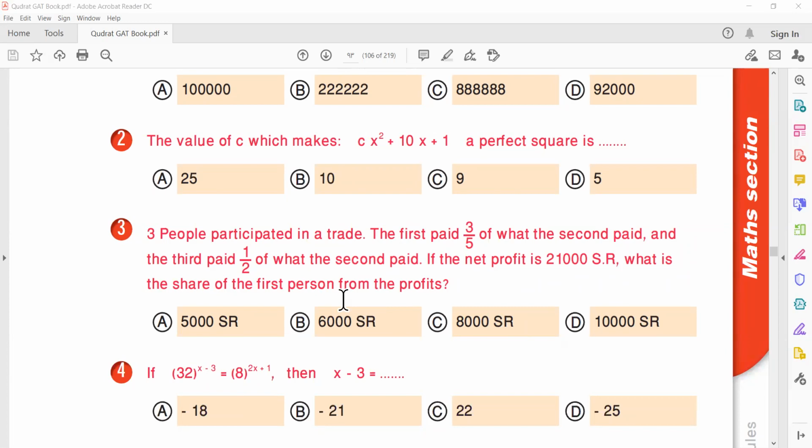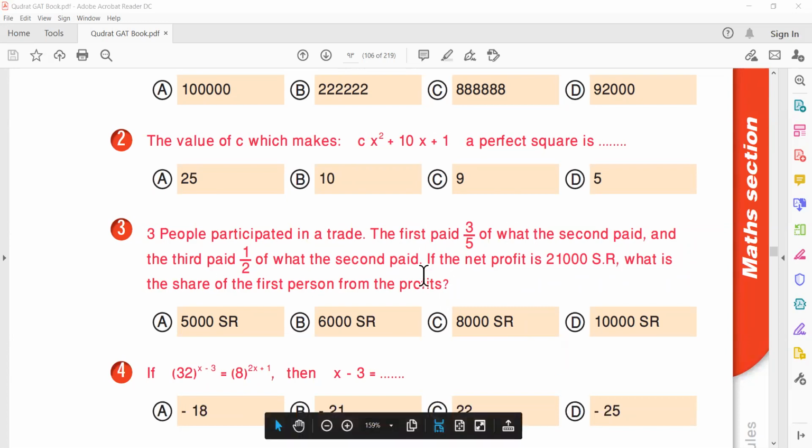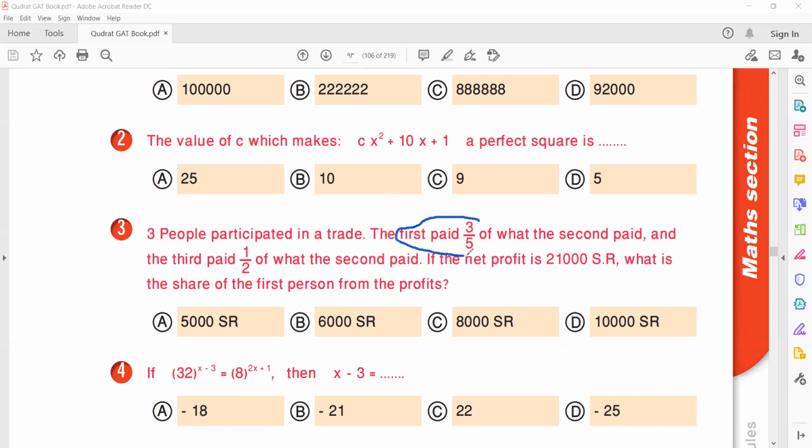So how do I know here? Because he said he wants the first one, right? So I put all the numbers. Can I write? Because here the first is 3/5 of the second, right? The first one, the second one, also the third one. Okay, I write it here.